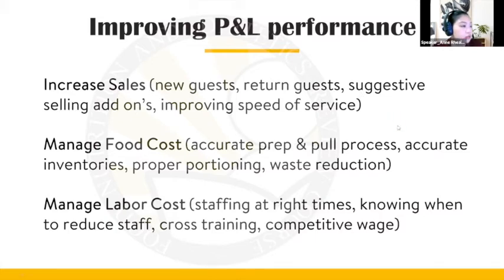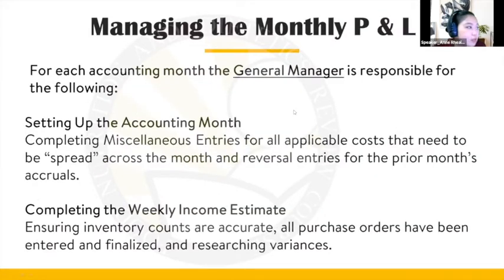Okay. So here we have the general manager's responsibility. I'm just sharing this on behalf of the practice that we have in the restaurant operations. The general manager, as the head of the operations, is the one to complete or to prepare the monthly profit and loss statement. The general manager is in charge of setting up the accounting month, completing the miscellaneous entries for all applicable costs that need to be spread across the month, and reversal entries for prior month's accrual.